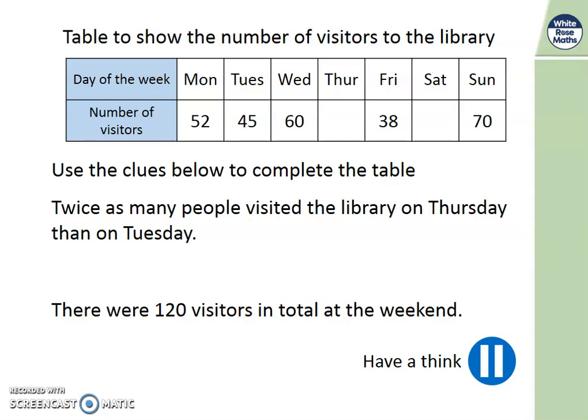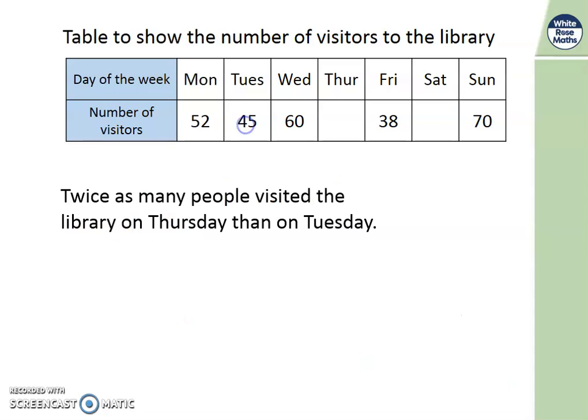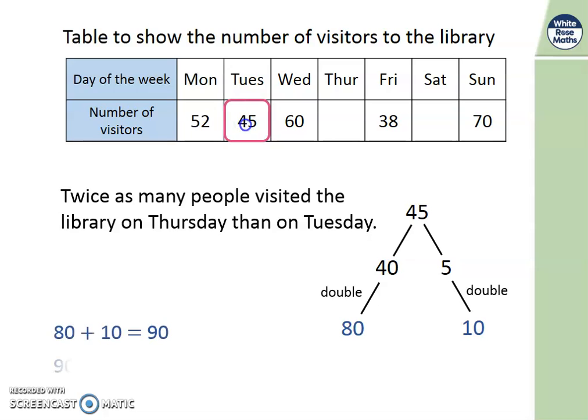Pause the video and have a go. Let's have a look at it. Twice as many visit. So twice 45. I wonder how you worked it out. Did you partition the parts into a 40 and a 5, like we practiced with the 35 in the original example? What is double 40? It's 80. What is double 5? It's 10. And when we add them back together, it makes 90. So on Thursday, 90 people visited.